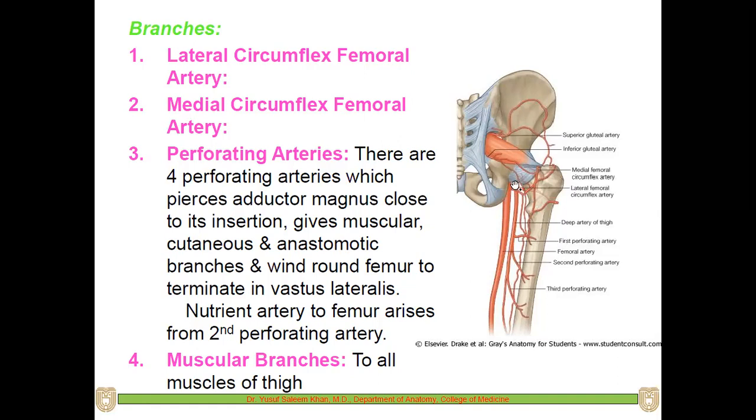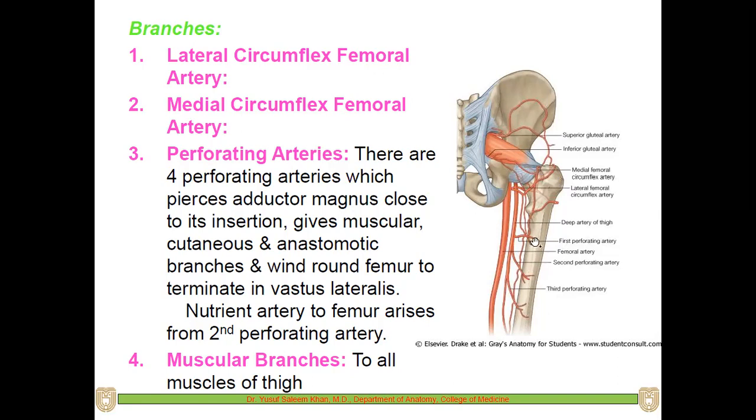If you see here, as soon as it comes near the neck of the femur, it is giving the lateral circumflex femoral artery as well as the medial also. So one is going to the front, one is going to the back. One is the medial circumflex femoral artery, and one is the lateral circumflex femoral artery. Two important branches. Then it will be giving multiple perforating branches. All these are called the perforating branches.